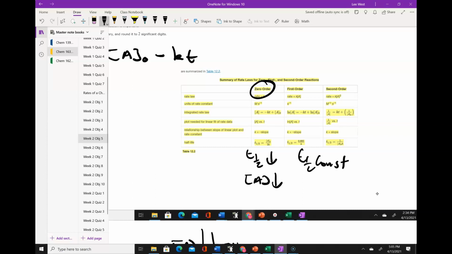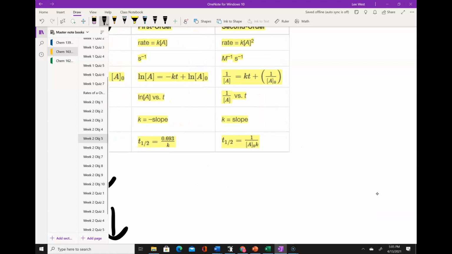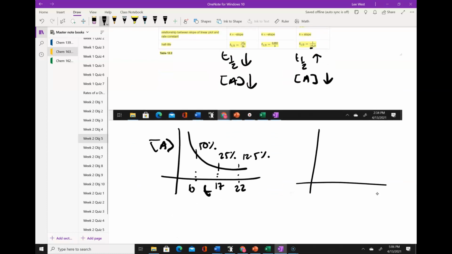But for second order, we get a weird relationship here that shows the half-life is dependent on the concentration of your reactant. In particular, as the concentration of your reactant gets smaller, your half-life gets bigger. So for second order, as your concentration decreases, your half-life gets longer.